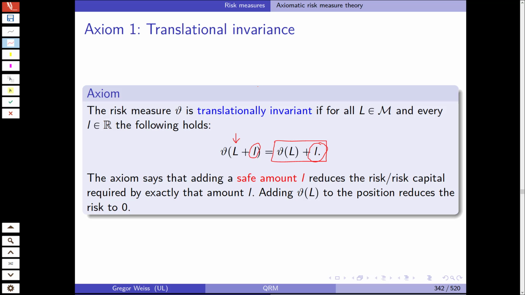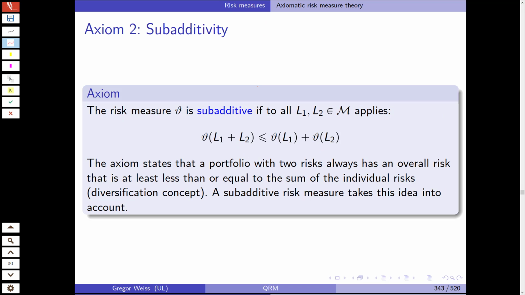So this here means the risk measure is translationally invariant if the objects stay the same size regardless of where I'm looking at it and if I'm moving it in space. The second axiom is subadditivity. The risk measure nu is subadditive if for any 2 risks L1, L2, we have that nu of L1 plus L2, that is the portfolio, the risk capital needed for the portfolio, is smaller or equal to the risk capital for L1 plus the risk capital of L2.